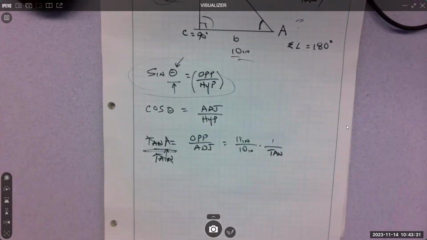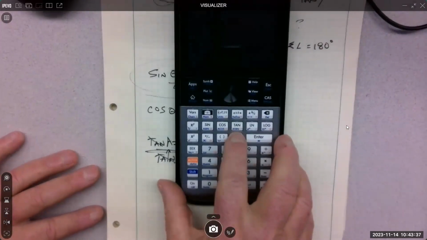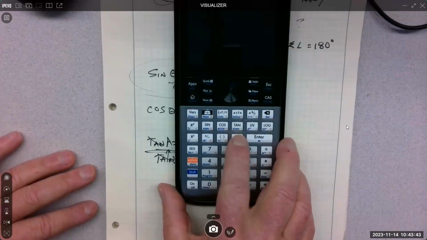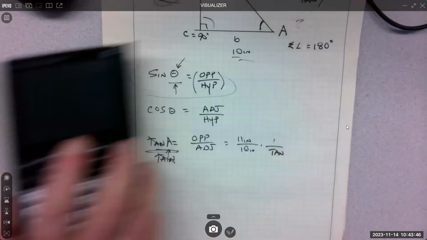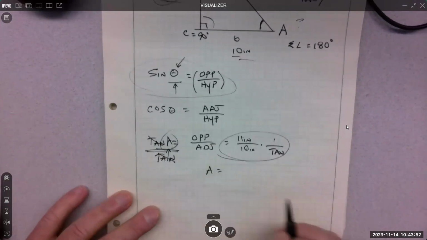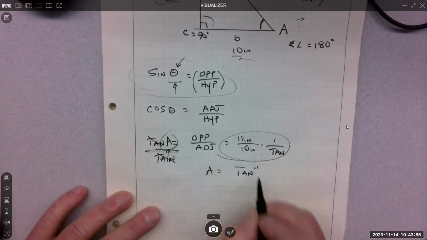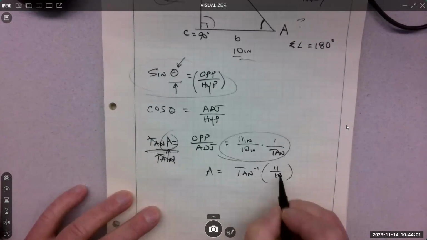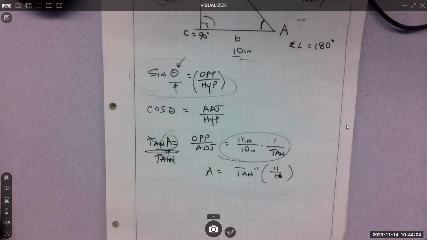Most calculators have either tangent to the -1 or what I have is a tangent. It's in blue right there. Arctangent. Right? Some calculators will have tangent to the -1. So the way this works, because now A is by itself, this will be the angle, A equals, and it's typically written tangent to the -1 or arctangent of 11 over 10. So all three of these functions work the same way for finding the angle. You have to isolate the angle, and you'll end up doing the inverse of whatever function you're using, right?